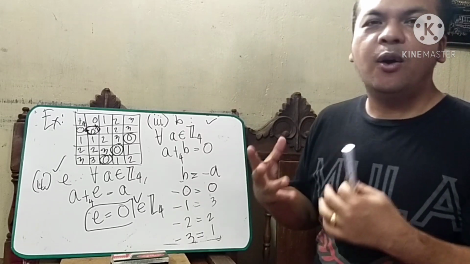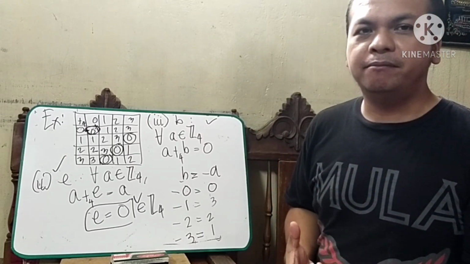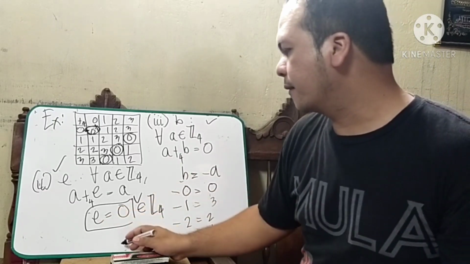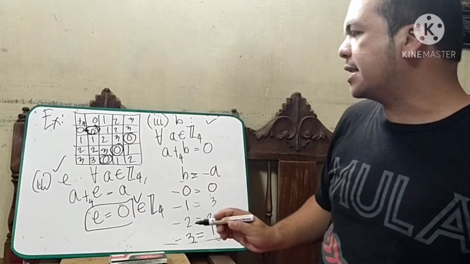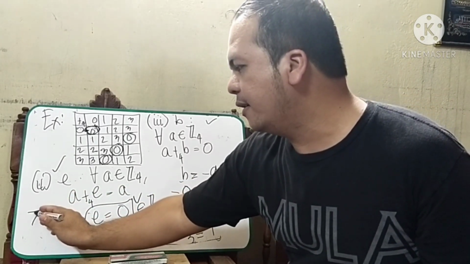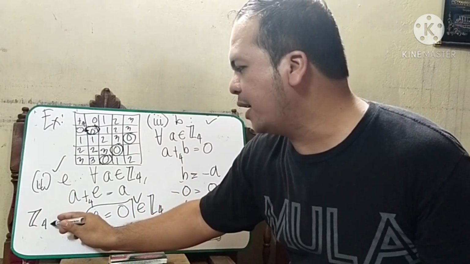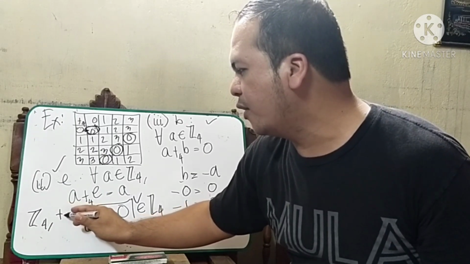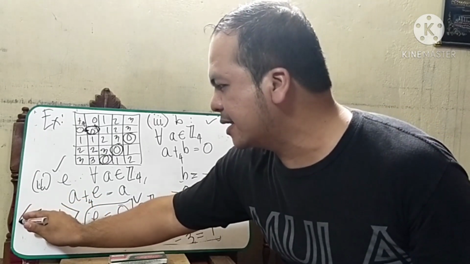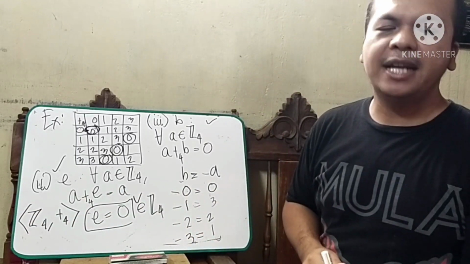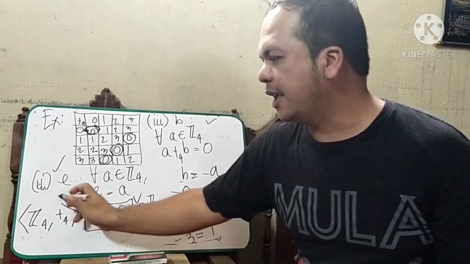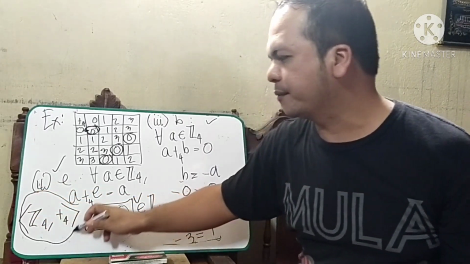Now, since all the properties of a group are satisfied by this set, Z4 with respect to addition modulo 4, we can say that this is a group. And since it is a group, we can denote that using this symbol.